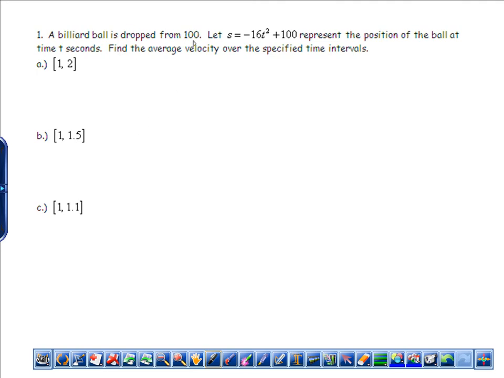So let's say a billiard ball is dropped from 100, and this should say 100 feet. All right, so 100 feet. Let s equals negative 16 t squared plus 100 represent the position of the ball at time t seconds. Find the average velocity over the specified time. So you need an interval to find average velocity, and we're going to be dealing with simply 2 numbers, not many, many numbers, okay? So we need to find s of 2 minus s of 1 over 2 minus 1.